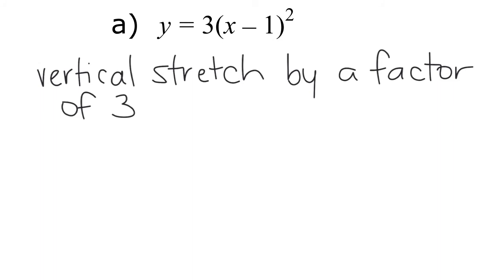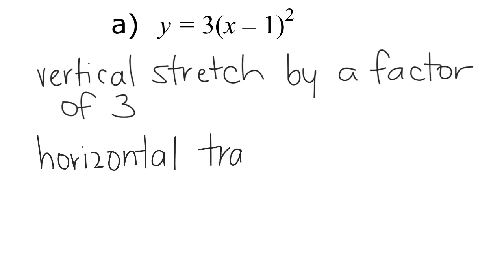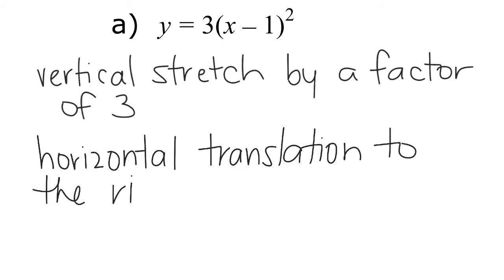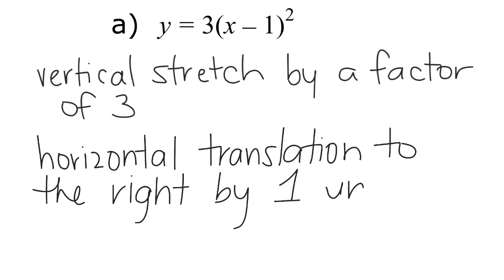So if we were to list this, we would say there is a horizontal translation to the right by 1 unit. And there doesn't happen to be any k value on the end or the outside of my equation, so that tells me that there is no vertical translation. This parabola is not moving up or down.